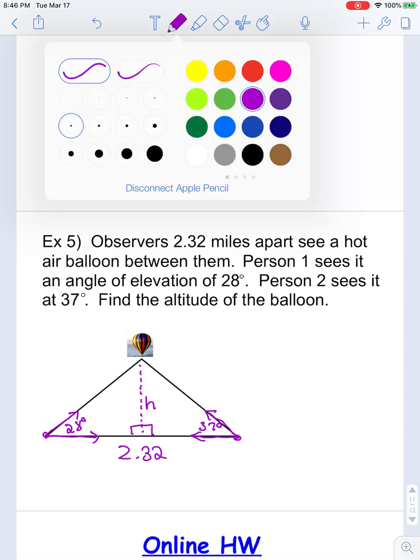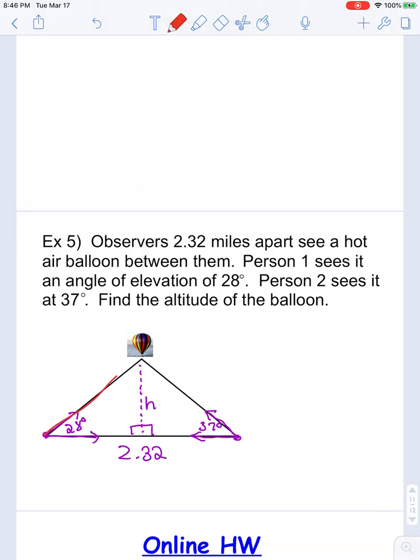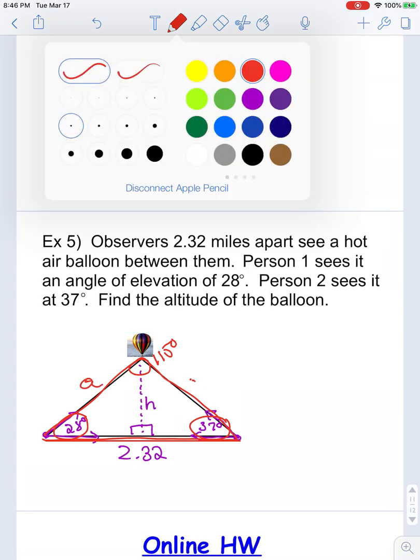So the first thing we're going to need to do is look at our larger triangle, the main triangle in the picture here, and find this missing angle. Since we already know these two angles, if we subtract those from 180 minus 28 minus 37, we're going to get this angle of 115 degrees. Now, using these angles and the one side that we do know, we can use law of sines to find one of these two missing sides. Either one is going to work for us, so I'm going to go ahead and try to find this one.